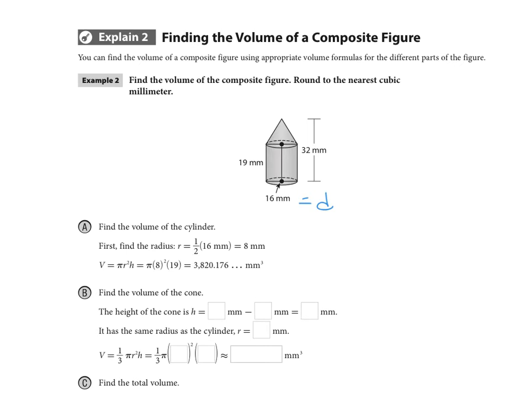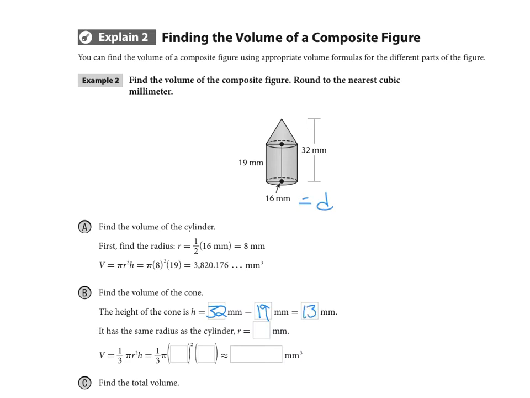Then we need to find the volume of the cone. So just be aware of the dimensions that you see here. What we are given is that this height from the top, or the apex, of the cone all the way down to the bottom of the composite solid is 32. So we have to first figure out what is the height of just the cone right here. Well, that's going to be 32 take away the 19 that we already have. And so we get a height of 13 millimeters.